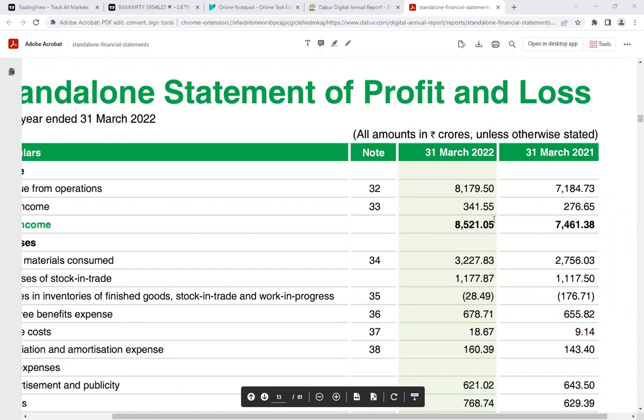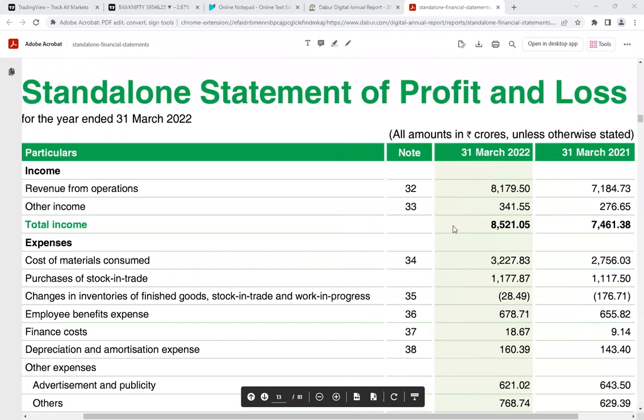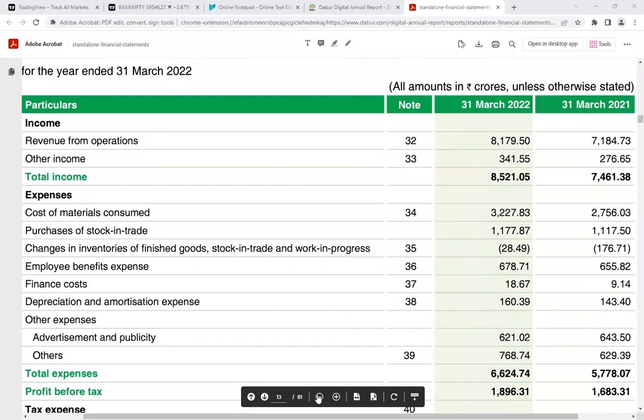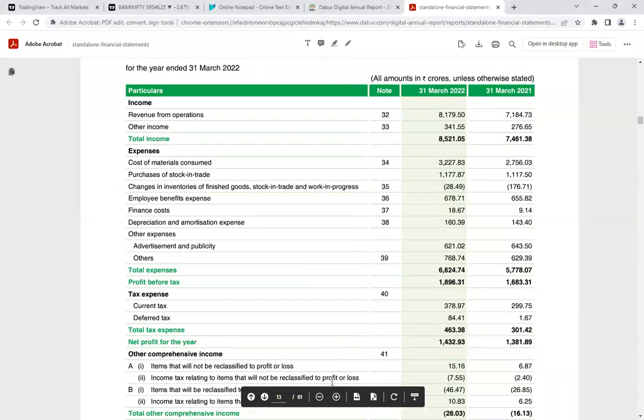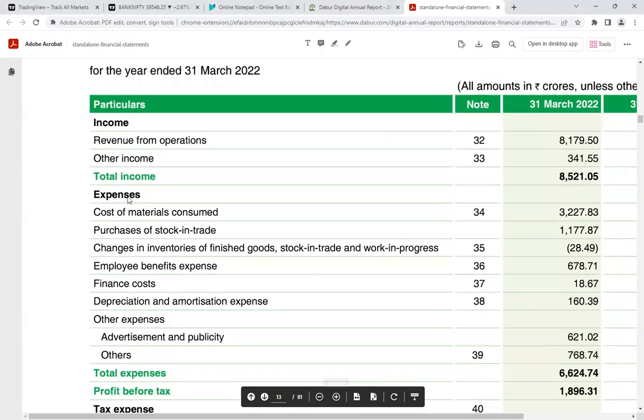At a higher level, I can tell that this is 7,400 and this is 8,500. Roughly, I can tell that the increase is almost closer to 15%. Okay, 12 to 15% increase in revenue for the Dabur company in 2022. Now let us go to the expenses. Expenses are listed below the income.